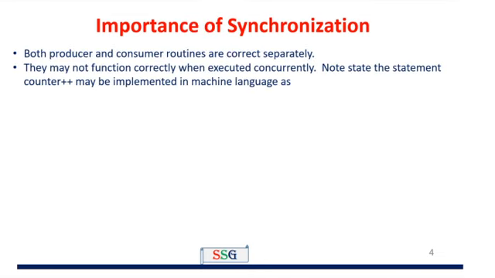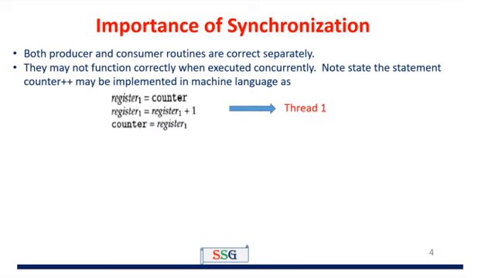They may not function correctly when executed concurrently. Suppose these two, producer and consumer, are executed concurrently, the result may sometimes be incorrect. Note that in both programs, only one variable is common, that variable is counter. Counter is used in the producer function as well as the consumer function. Counter plus plus is used in the producer function, counter minus minus is used in the consumer function.